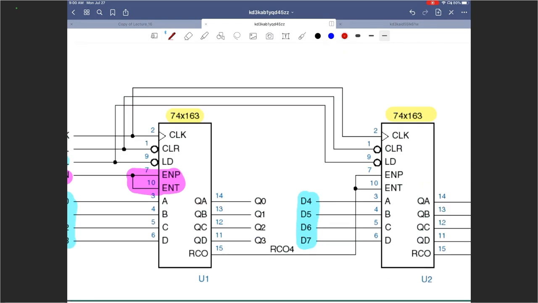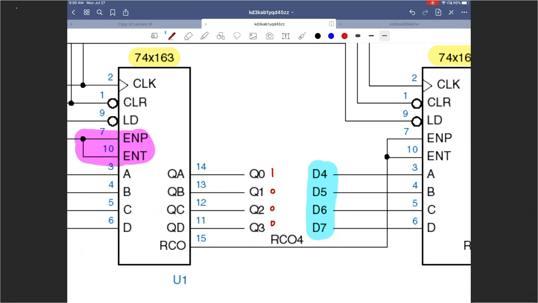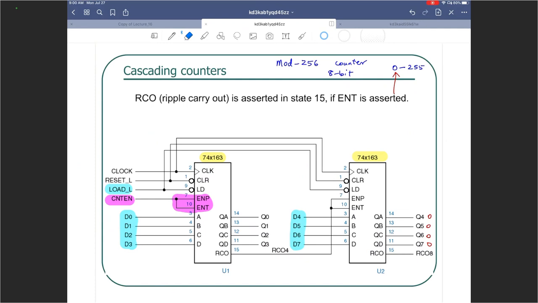And then it will keep going, right? During that time, the other outputs are going to stay at 0, 0, 0, 0. So the second 74x163 is not going to count during this time. It is going to stay at 0, 0, 0, 0. The first stage will keep incrementing, while the second stage will stay at 0, 0, 0, 0.